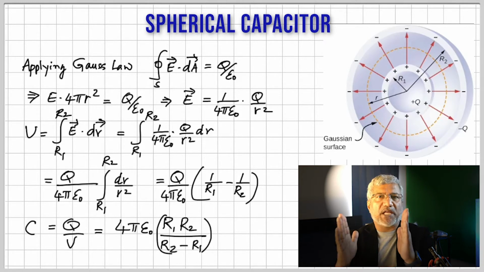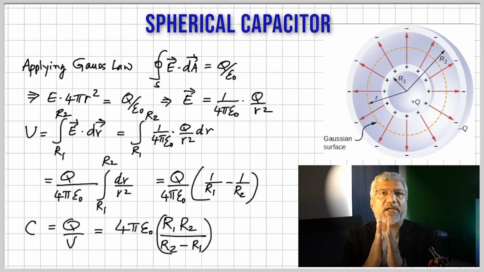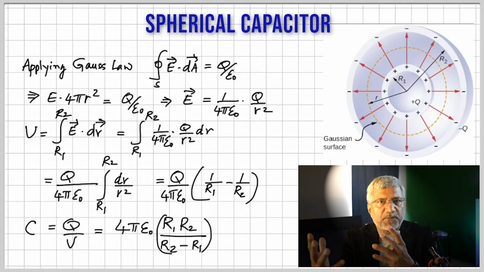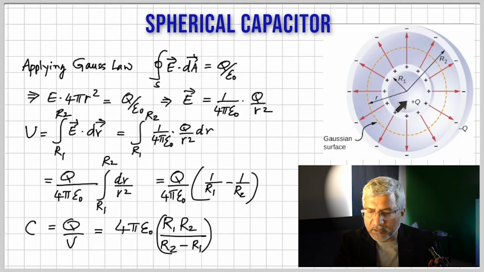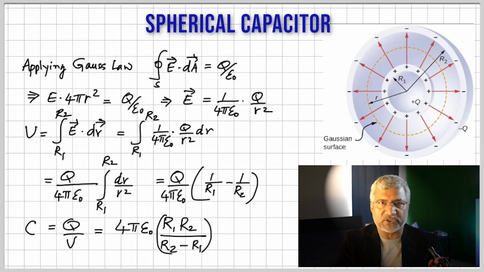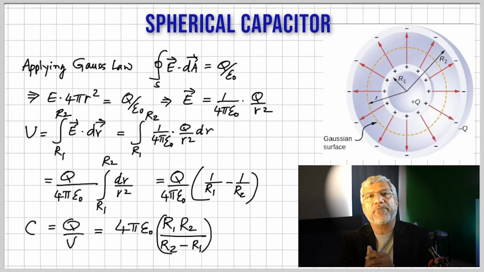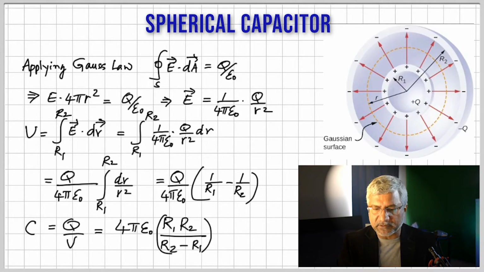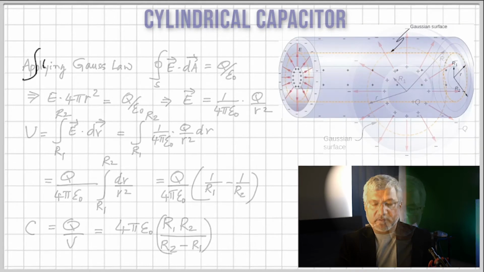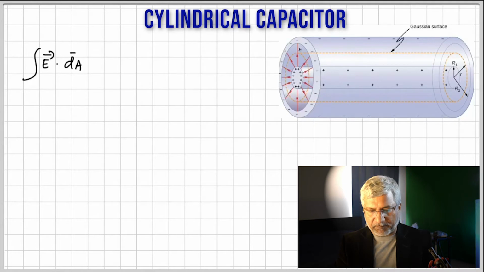Just like in a parallel plate capacitor where we had to have the plates as close as possible, here you need to have the spheres as close as possible. So R1 becomes almost equal to R2, and not as drawn in this diagram, really, really close. That's when the capacitance is higher. So that brings us to a cylindrical capacitor.